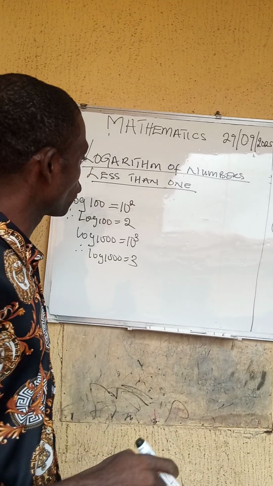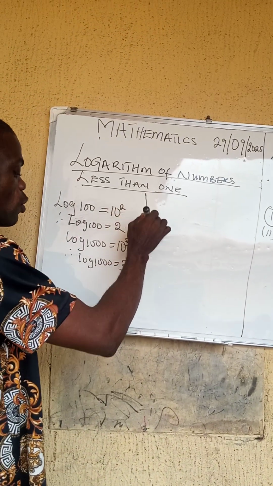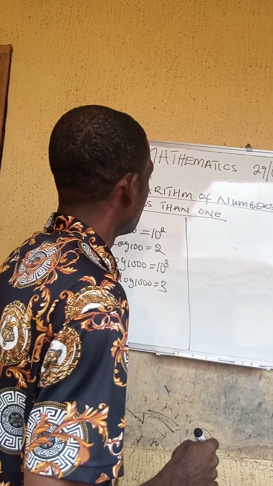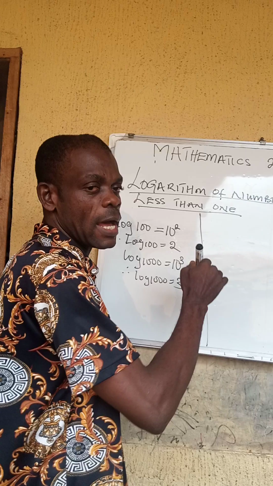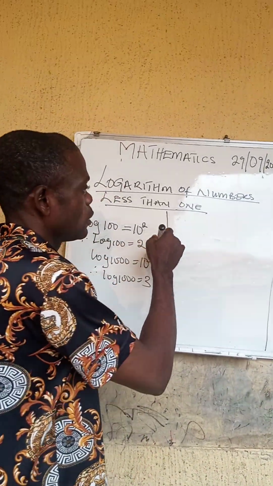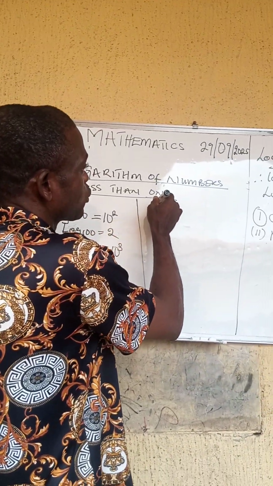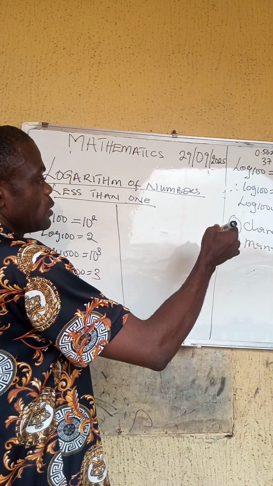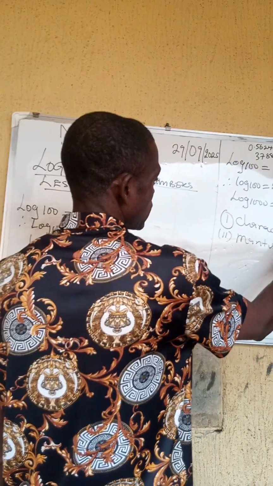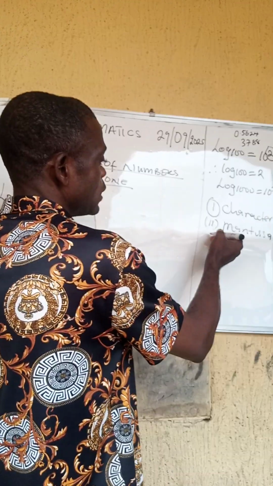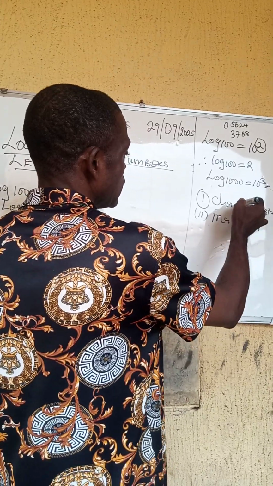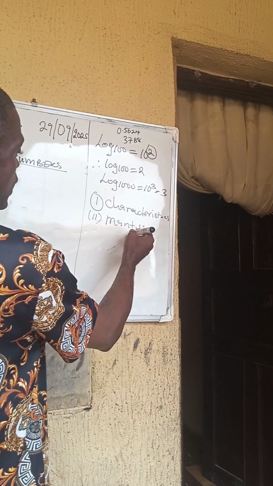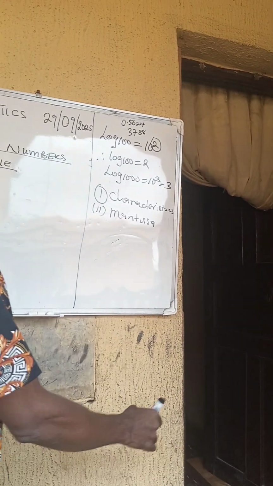But in this situation, we are going to evaluate the log of numbers using the logarithm table, more especially those numbers that are less than 1. So let's see a typical example. We know that a logarithm has two parts. The first part is the characteristic. The second part is the mantissa. The characteristic is the whole number aspect of the logarithm, while the mantissa is the decimal part.